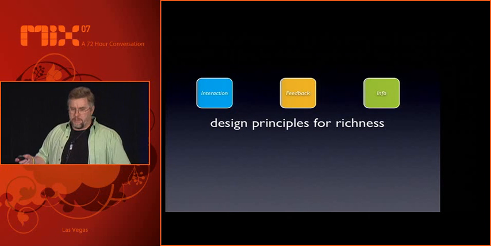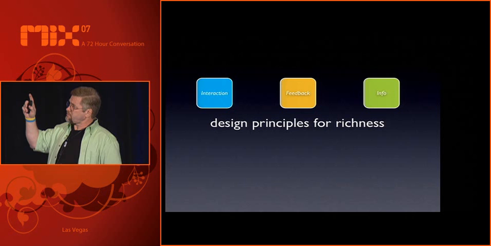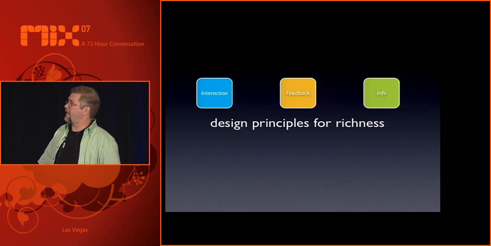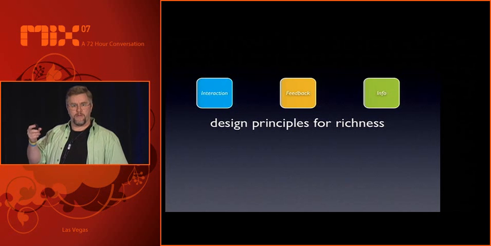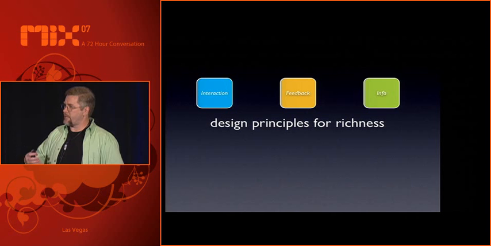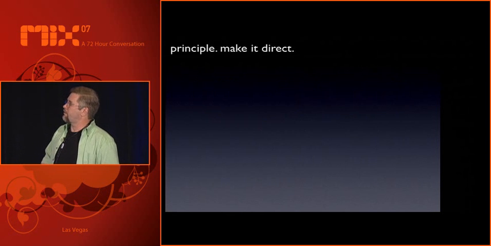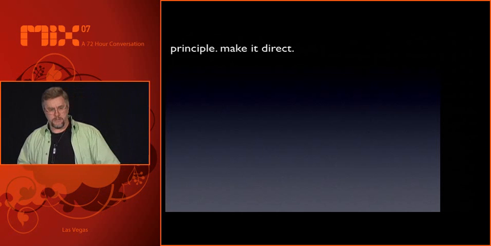So we'll break the talk into basically these three areas: interaction, feedback, and information. And we'll look at some design principles that illustrate each of those three areas. And we'll show you a lot of patterns and different examples around the web that illustrate those principles. So the first one's interaction. And again, these are very, very simple, okay?